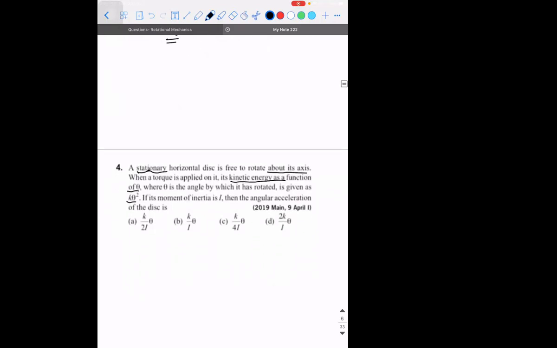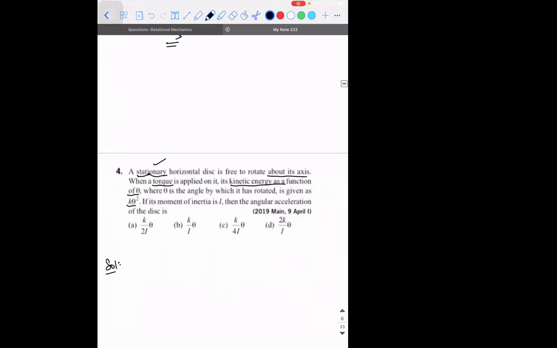Okay, let's try to convert the given statement. You have a stationary horizontal disk which is free to rotate about its axis. They have applied torque, so when torque is applied, it is going to rotate. When it is rotating, it has kinetic energy, and the kinetic energy in this case is given as a function of theta, the angle by which it is rotated, so it might be in radians. It is given as k theta square. If its moment of inertia is I, then find the angular acceleration of the disk.